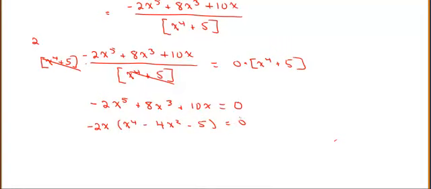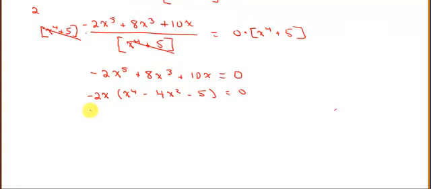So I'll take out a negative 2x, and I'll have left x to the fourth minus 4x squared minus 5 is equal to 0. This expression can be factored, so we have negative 2x times x squared minus 5, times x squared plus 1 is equal to 0. Let me just double check that. x squared times x squared is x to the fourth, x squared minus 5x squared is negative 4x squared, and negative 5. Okay, we're right. So the solutions to this equation when we solve for x.